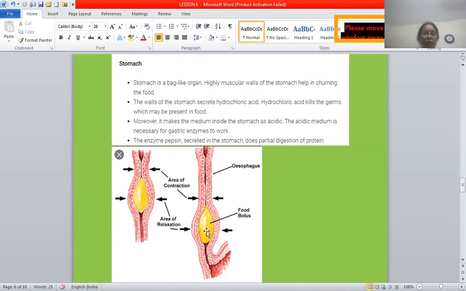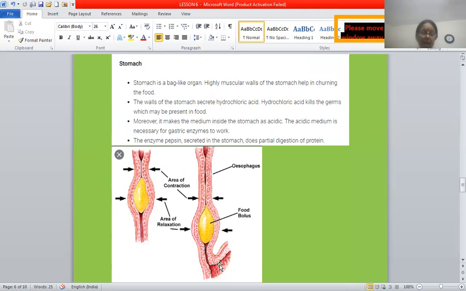This is the esophagus. Now, from the esophagus, food enters the stomach. Where does the food go? Food enters the stomach. Stomach is a J-shaped, widest part of alimentary canal. Stomach is a bag-like organ. Highly muscular walls of stomach help in churning the food. It secretes a digestive juice called gastric juice.